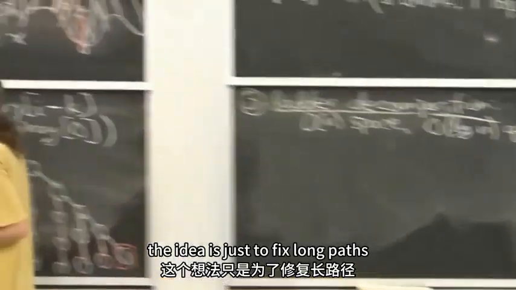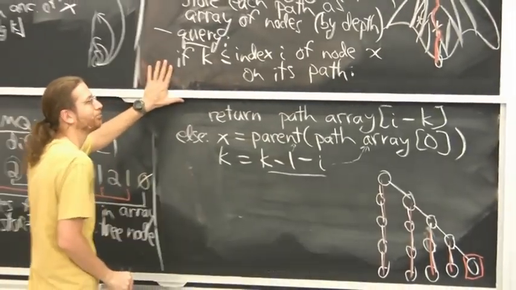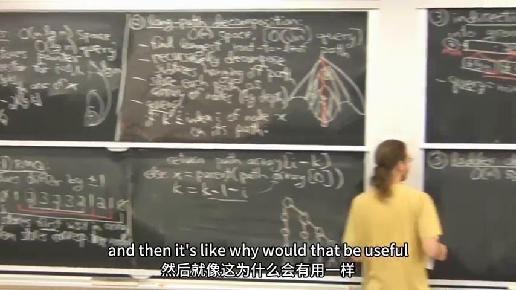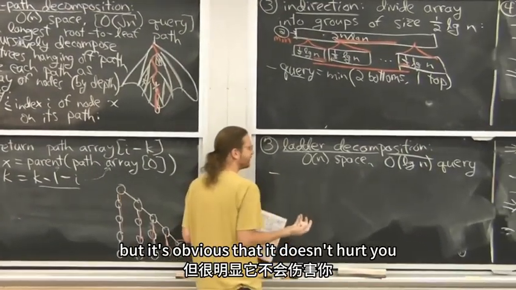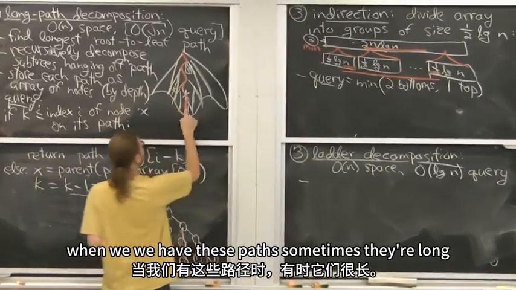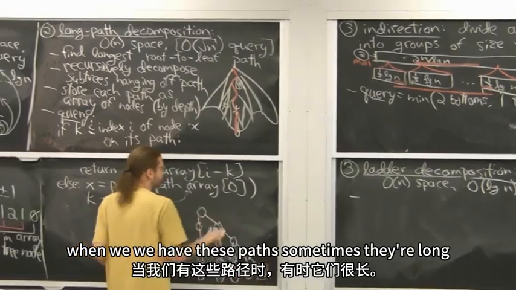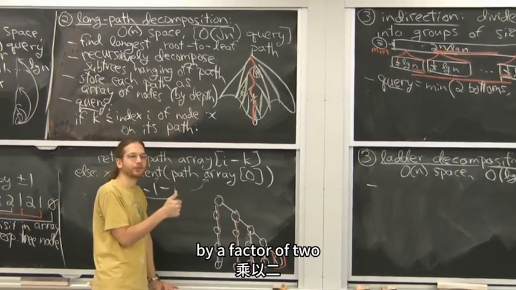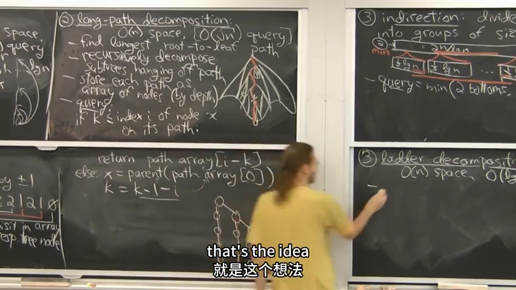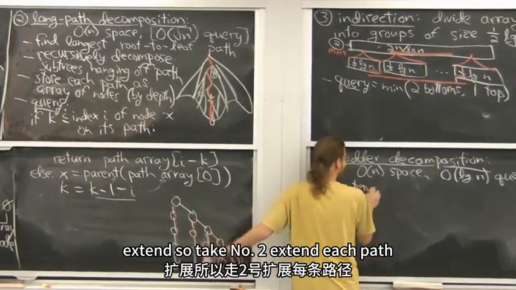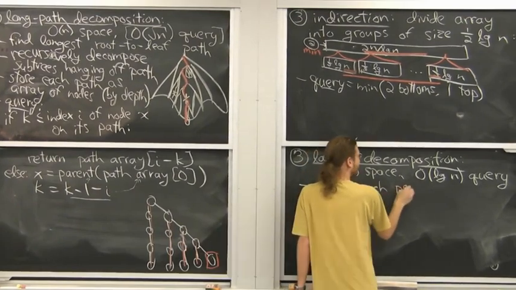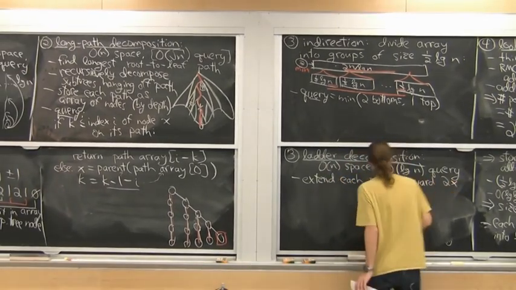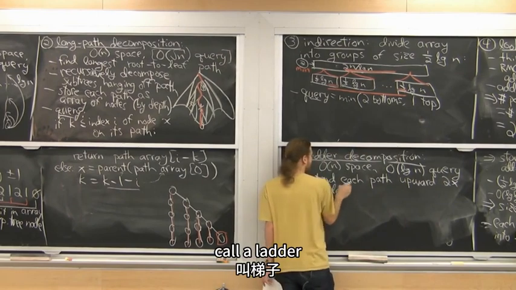Well, the idea is just to fix long paths. And it's a crazy idea. Let me tell you the idea, and then it's like, why would that be useful? But it's obvious that it doesn't hurt you. When we have these paths, sometimes they're long, sometimes they're not long enough. Just take each of these paths and extend them upwards by a factor of 2. That's the idea. Take number 2, extend each path upward 2x. So that gives us what we call a ladder.